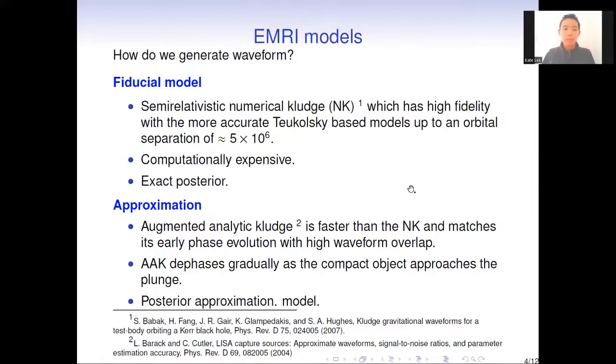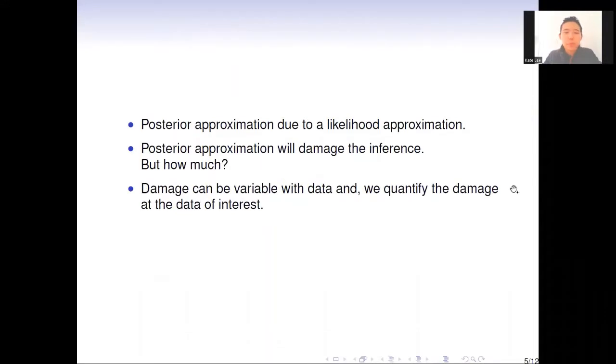Hence, the posterior with the likelihood using NK will be treated as the exact posterior, and the posterior distribution with the likelihood using AK will be treated as an approximate posterior. When you use a likelihood approximation, the resulting posterior is no longer exact. Hence, your inference is likely to be damaged by the usage of likelihood approximation.